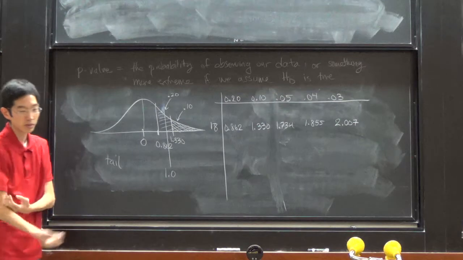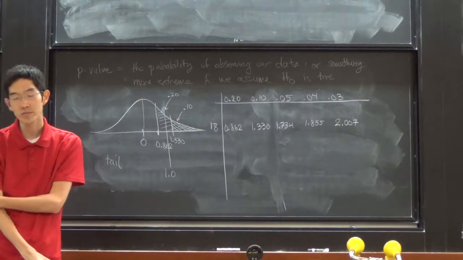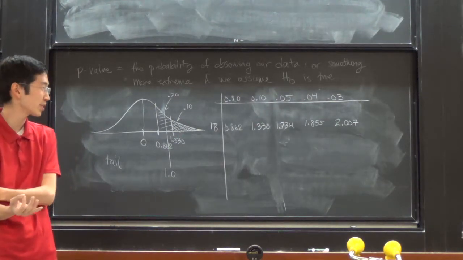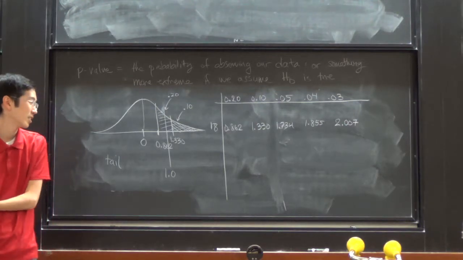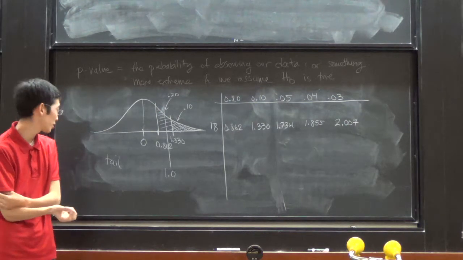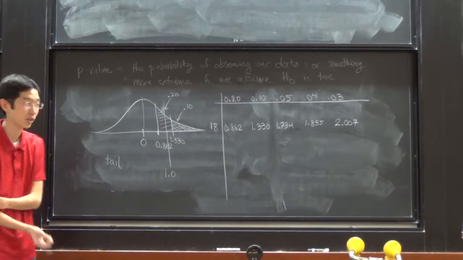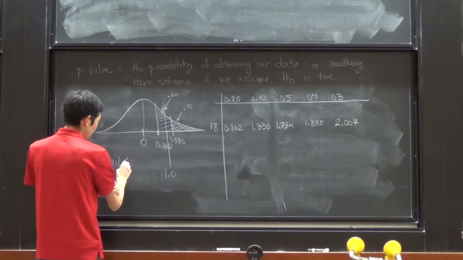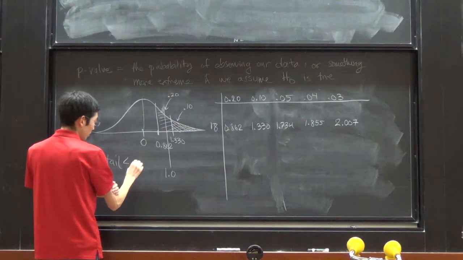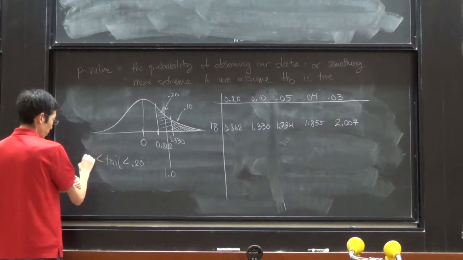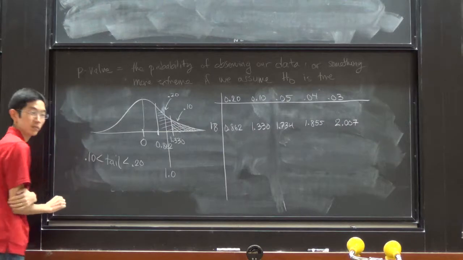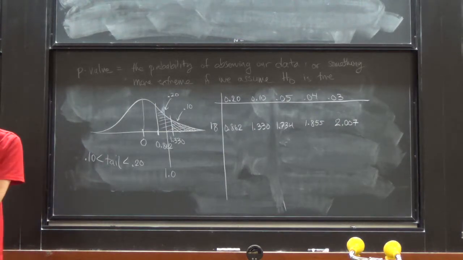Okay, well, our short answer is we don't know the exact value, but it's going to be between 10% and 20%. So all I'm going to say is my tail area is less than 20%, but more than 10%. Is that okay?